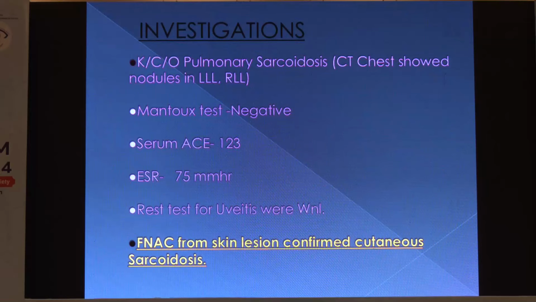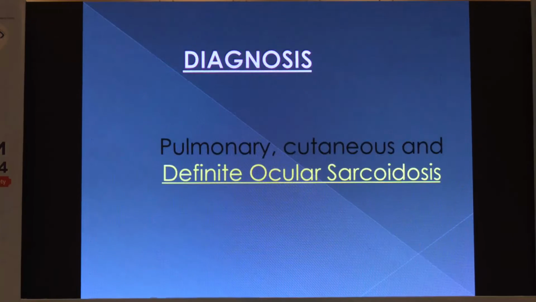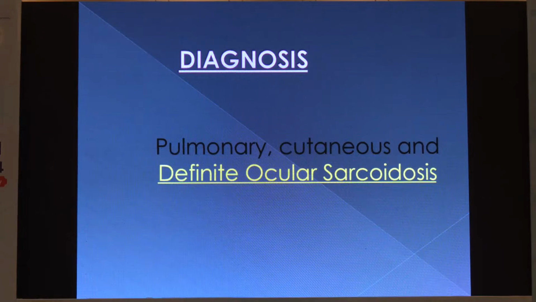Mantoux came out negative. Serum ACE was at a higher level, ESR raised, and the rest of the tests for uveitis were within normal limits. FNAC from skin lesions confirmed cutaneous sarcoidosis. So the diagnosis of definite ocular sarcoidosis was made.